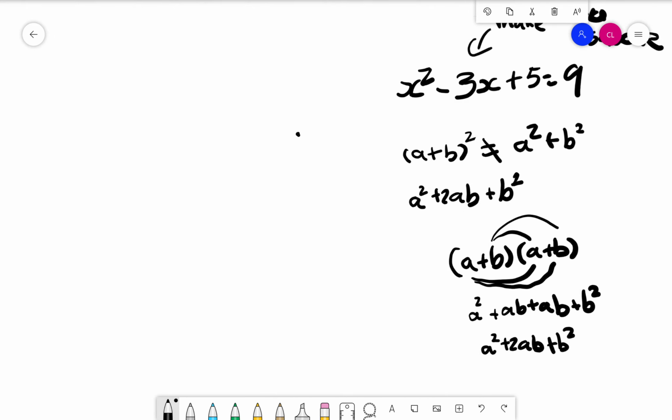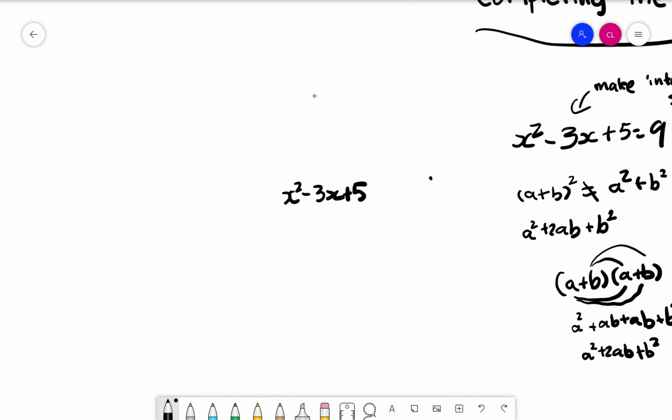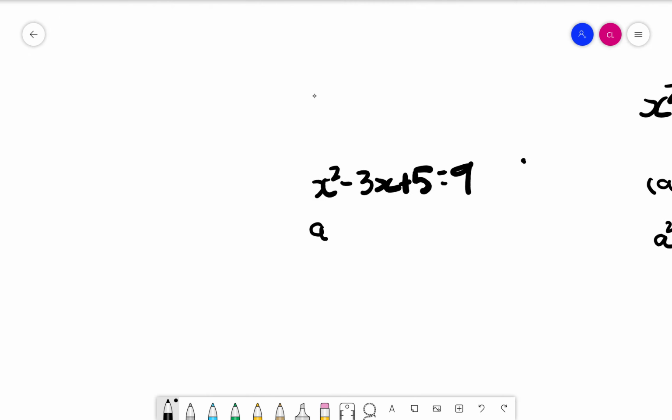Anyways, so again, we should look more closely at this equation. We basically need to make it a squared plus 2ab plus b squared. And how are we gonna achieve this?